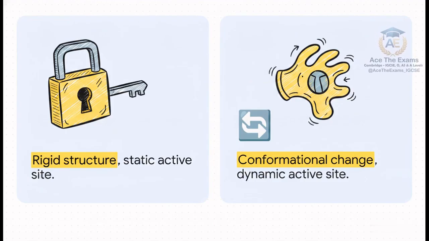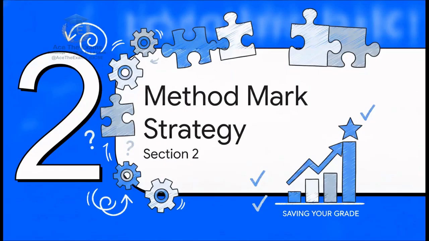Static structural models versus dynamic ones. Lock and key is rigid and static, whereas induced fit is dynamic and adaptive. Deeply understanding this fundamental dichotomy is literally your foundation for scoring high marks when you're asked to evaluate or compare these models in a high-stakes question, which perfectly sets us up for our next crucial step. Section 2. The Method Mark Strategy.